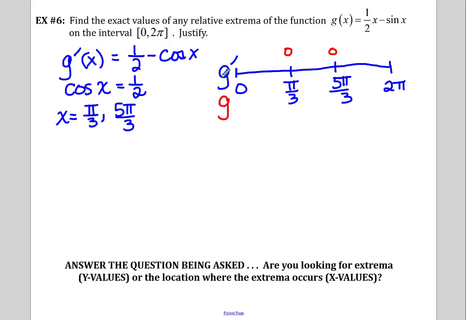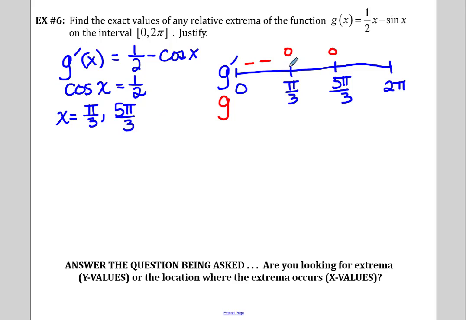So what's the derivative doing? If I substitute pi over 4 in here, so cosine at pi over 4 is about square root of 2 over 2, and 1/2 is 0.5, and square root of 2 over 2 is 0.707, so 0.5 minus 0.7 is a negative.